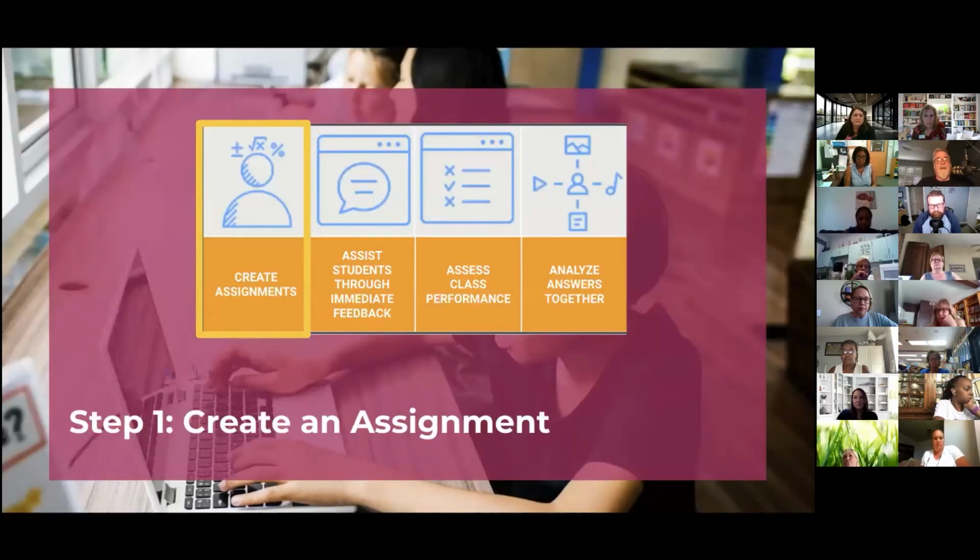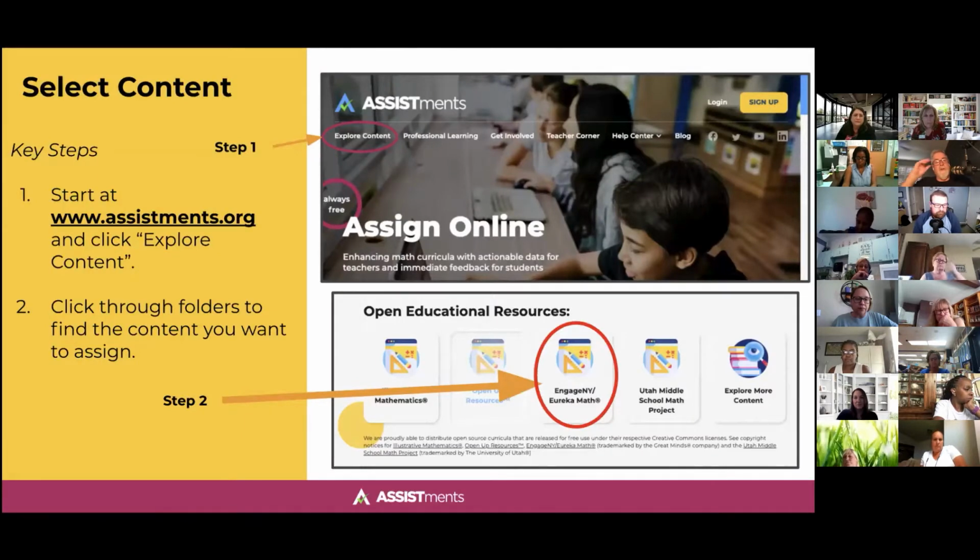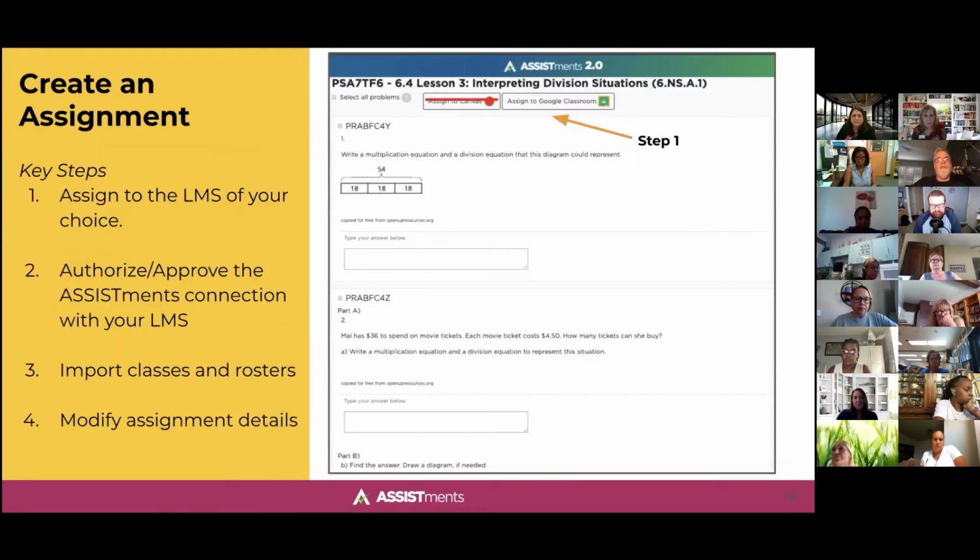After you've created your account, it's time to create assignments. And so you will have a chance to go look through the content. You're going to be looking for the Engage New York Eureka content. Clicking on that, you will then be able to find the assignments based upon the units and assign it to Google Classroom. So you'll notice that there's a button above any of the assignments that you can add, which says assign to Google Classroom. So we're going to do that. We're going to show you how to authorize that connection to assessments, how to import the classes and rosters, and then modify any of the assignment details in Google Classroom as well.